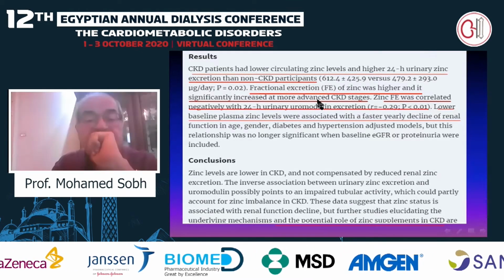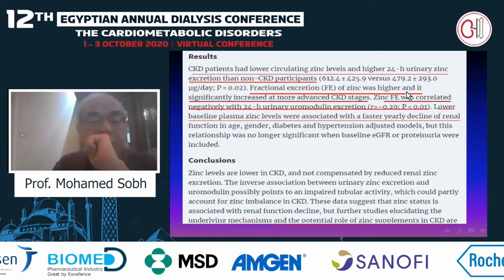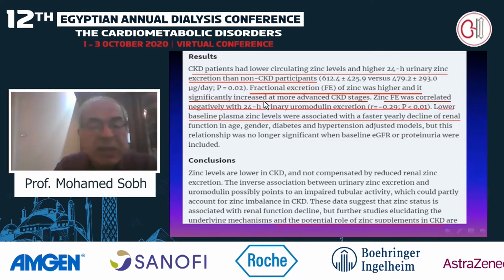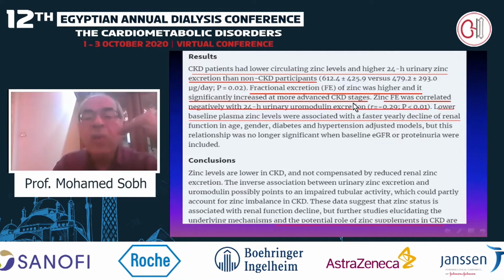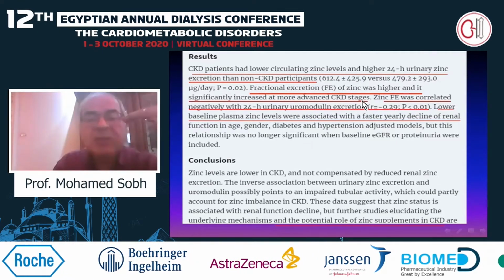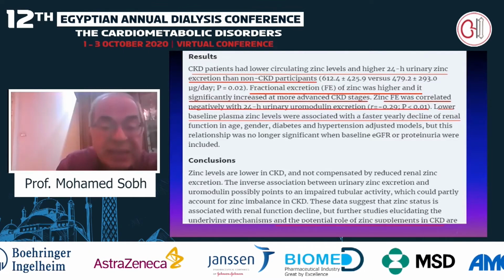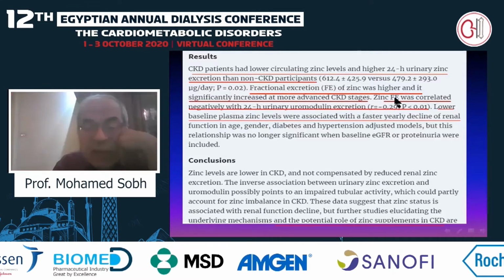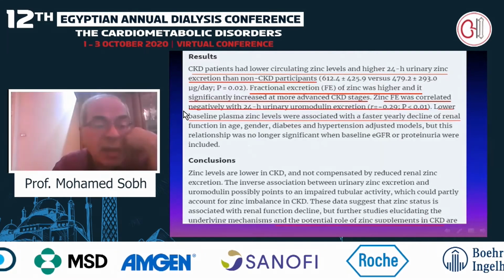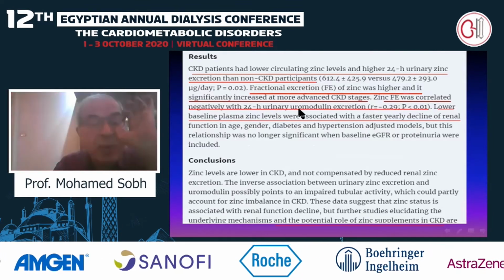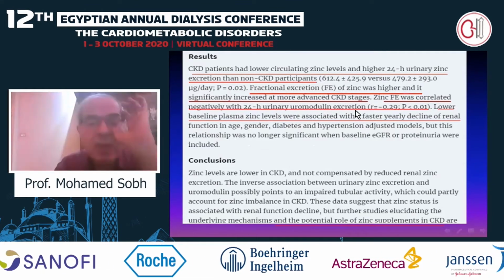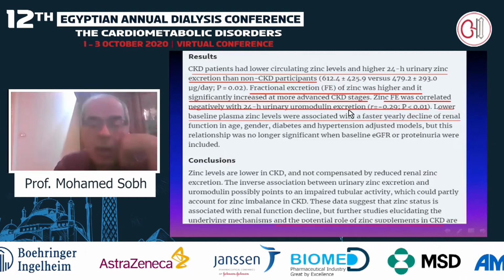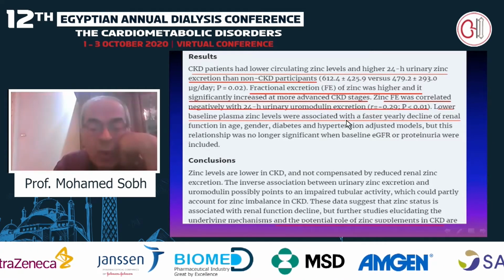Number one, fractional excretion of zinc was higher in uremic than normal control, and significantly increased at more advanced CKD. When the kidney function is deteriorating, urinary zinc is increasing, and blood zinc is going down. Zinc fractional excretion was correlated negatively with 24-hour urinary uromodulin excretion, i.e., the less integrity of tubule, the more the zinc loss in urine.